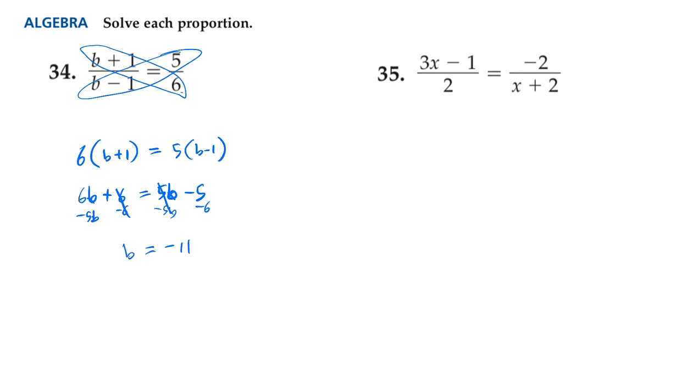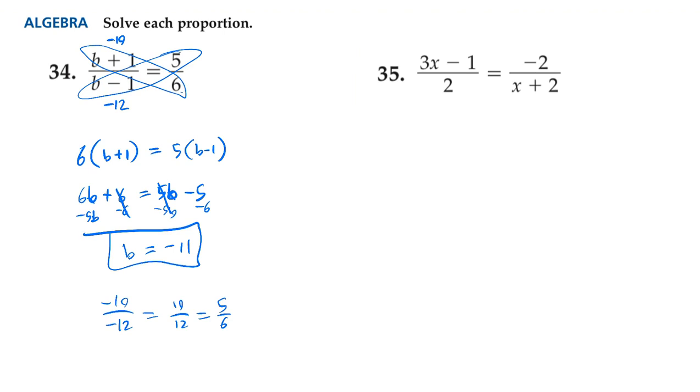Plugging it back in, over here we get -11 plus 1 is -10. -11 minus 1 is -12. And -10 over -12 is 10 over 12, which is 5 over 6. So yes, it did work out when we tried it.